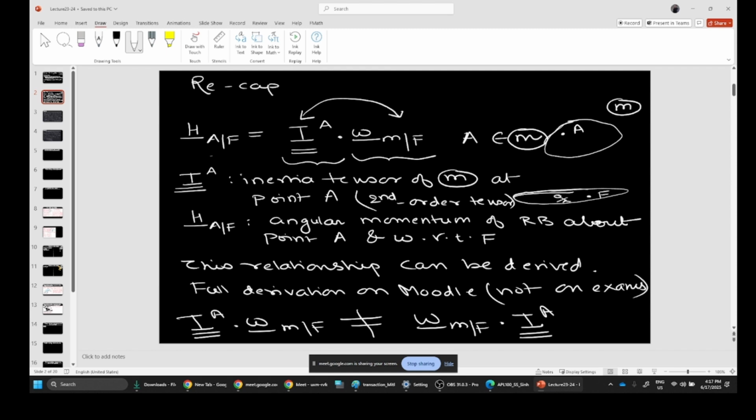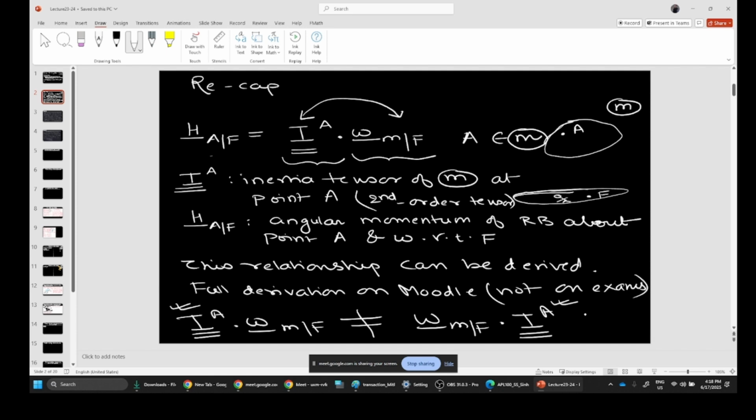Last time I explained how a dot product between a second order tensor and a vector is to be taken. If you follow that rule and try to find this on one hand and try to find this on the other hand, you would observe that these two are not the same quantities.